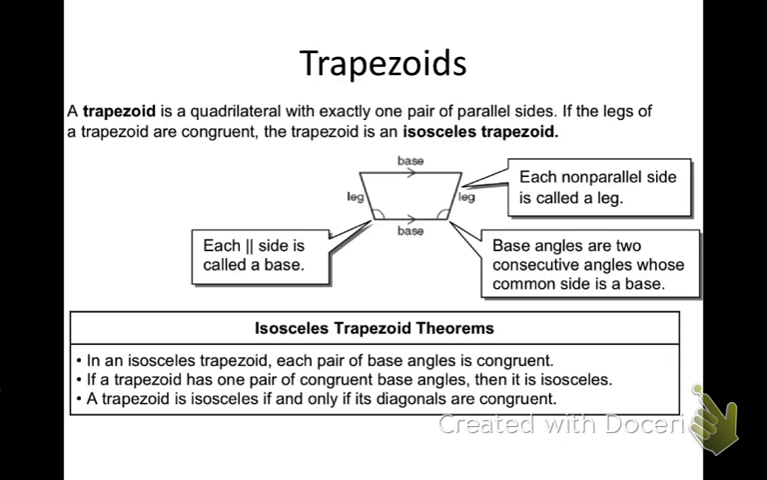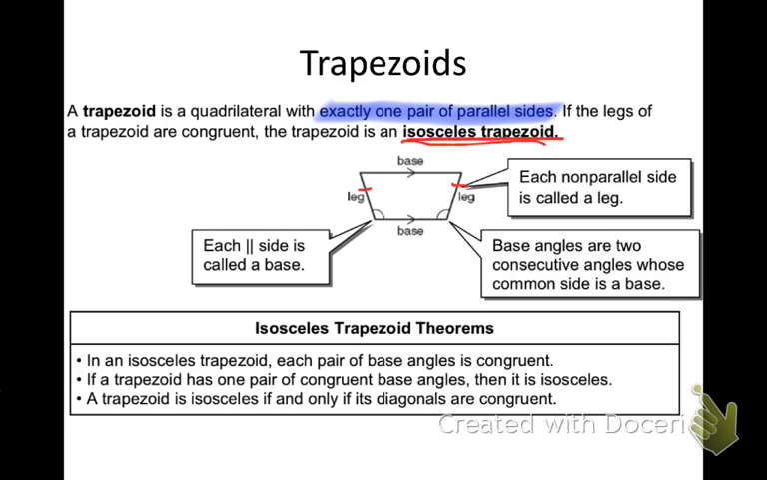After kites, we have trapezoid. The trapezoid is a quadrilateral with exactly one pair of parallel sides. No more, no less. It has one pair of parallel sides. Okay, exactly one pair of parallel sides. If the legs of a trapezoid are congruent, the trapezoid is what's called an isosceles trapezoid. So if those legs right there are congruent, then it's an isosceles trapezoid.